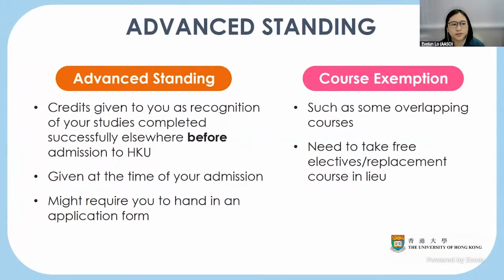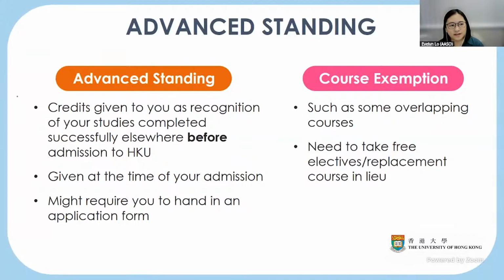You will have to apply for the advanced standing at the time of your admission. So right now, after master registration, you might have to hand in an application form for that. And 3 years from now, you can't suddenly remember, oh, I should have gotten my advanced standing and apply. Probably you won't be able to get it. So remember, if you have advanced standing, apply at the time of your admission.